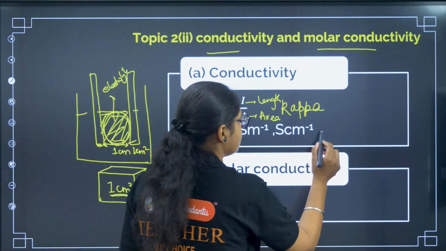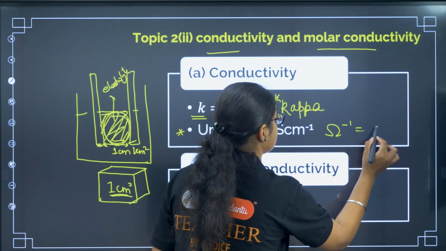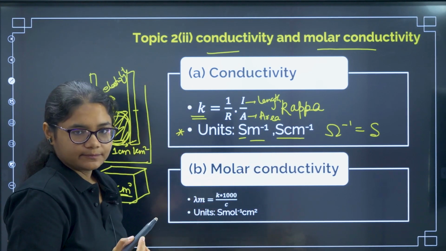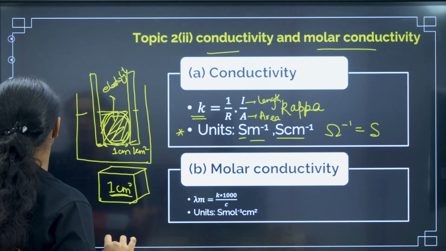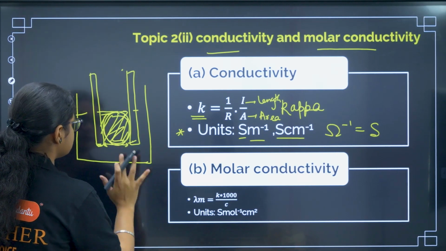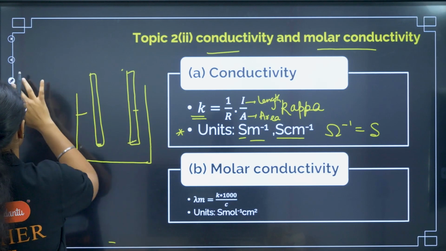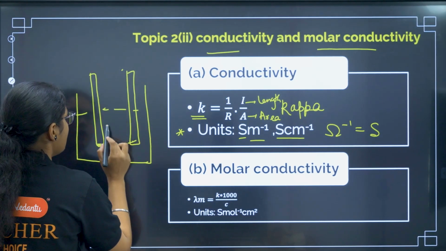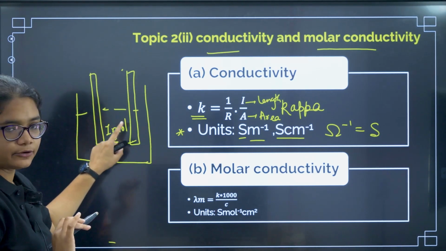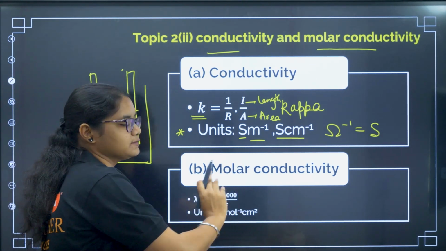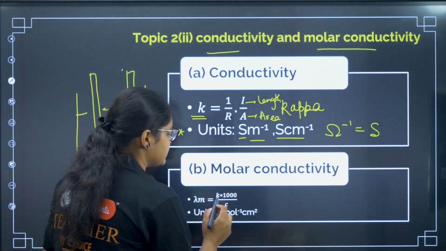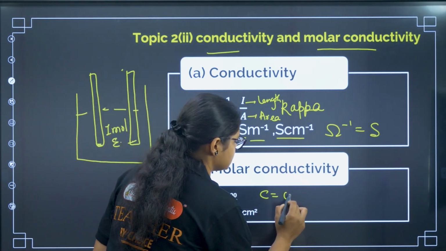So the unit of conductivity is ohm inverse. Ohm inverse can be written as S or Siemens, right? So S meter inverse or S centimeter inverse. Clear this part? Okay. Now coming to molar conductivity. So molar conductivity is what? We don't have any regulation like what should be the volume. But here one condition is there, we should have 1 mole of electrolyte. If we have 1 mole of electrolyte, whatever is the conductivity, that is called molar conductivity. And how is it denoted? It is denoted as lambda m, and the formula is kappa into 1000 by C, where C is your concentration.